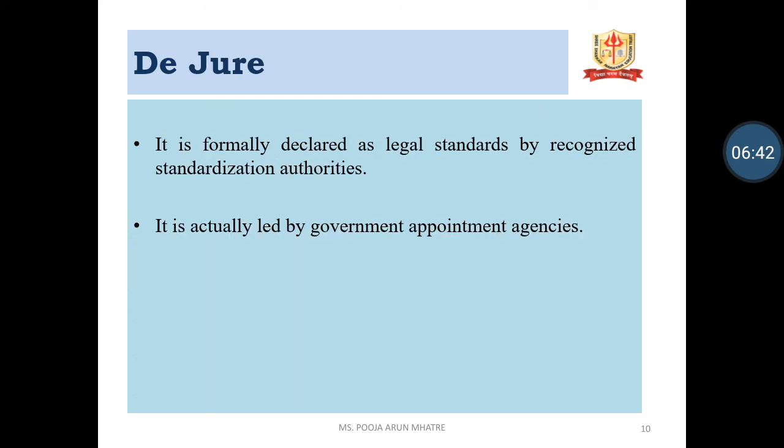Next one is de jure. It is formally accepted, declared as a legal standard by recognized standardization authorities. It is actually led by a government appointed agency. So the meaning of the word de jure is by law or by regulation. So the de jure standards are standards which have the backing of a law or which have been approved by the standard organization.